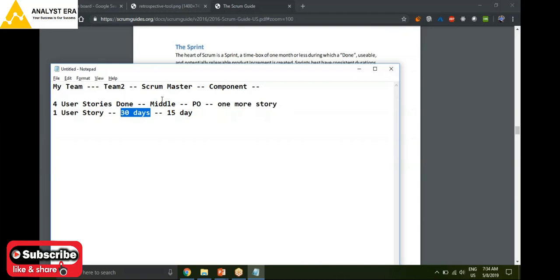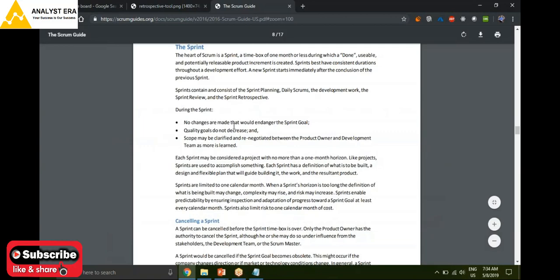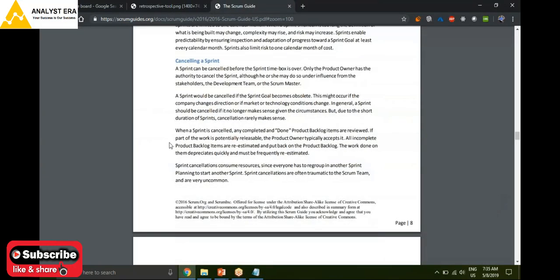These negotiations are very common, and what this point is saying is that it should be clarified and renegotiated with the PO and the development team so that everyone is on the same page. That is what that line means. So you can just have a read on what that is. It's pretty straightforward: understanding what a sprint is and what the goals of the sprint are.